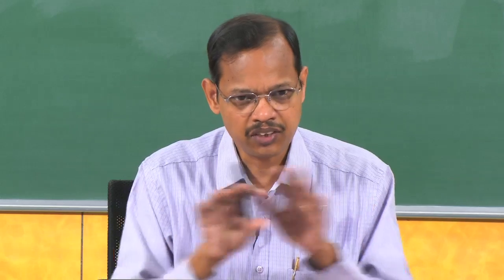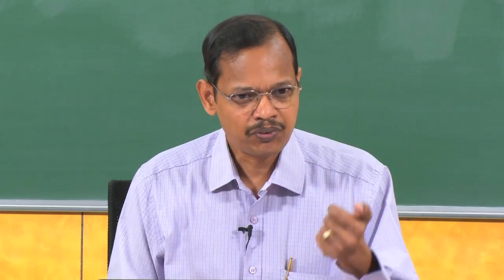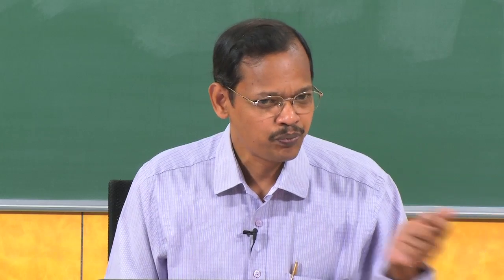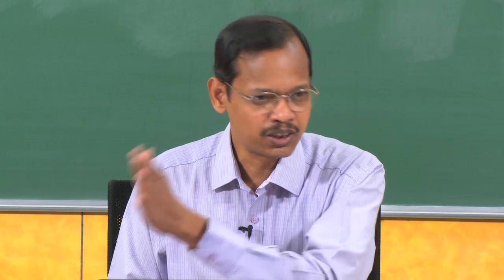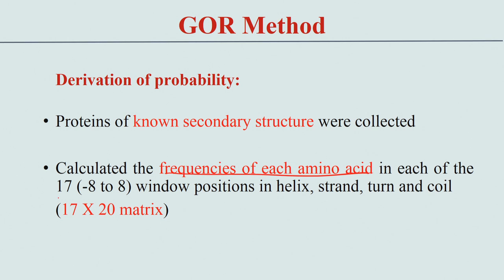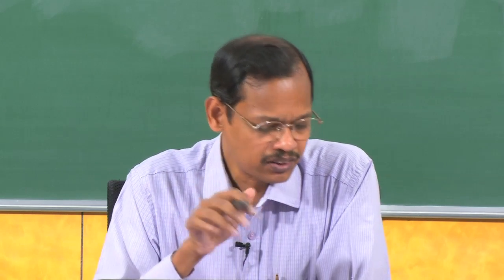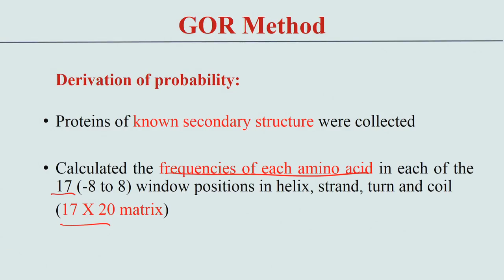For example, if you have the window position 17, what is the preference of residue at x, x minus 1, x minus 2, x minus 3 and so on. Likewise, x plus 1, x plus 2 and x plus 3. So, they have 17 residue positions and calculate the frequency of each amino acid for each secondary structure, right. So, they can develop some matrices. So, you can see the 17 by 20 matrix.